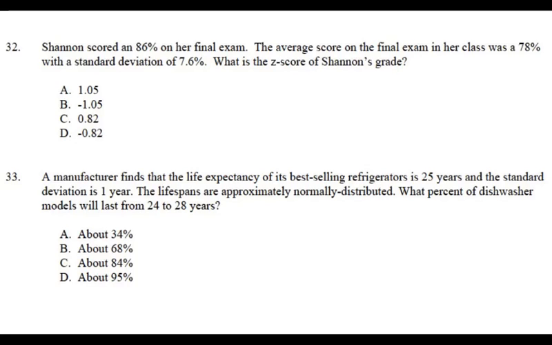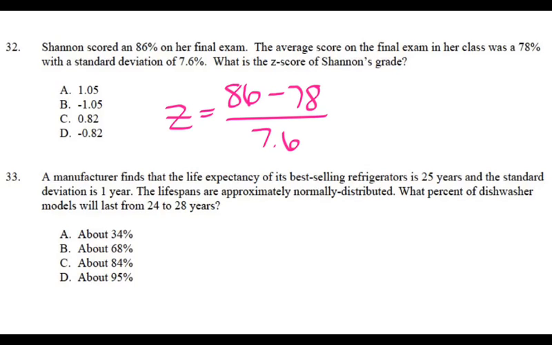Alright, 32. Shannon scored an 86 on her final exam. The average score on the final exam in her class was 78% with a standard deviation of 7.6%. What is the Z-score of Shannon's grade? So to calculate the Z-score, you start with Shannon's grade minus the mean, or the average, which was 78, divided by the standard deviation. And you can plug that in. So 86 minus 78 divided by 7.6 gives you 1.05. Z-scores you always round to 2 decimal places. So your answer for that is A.